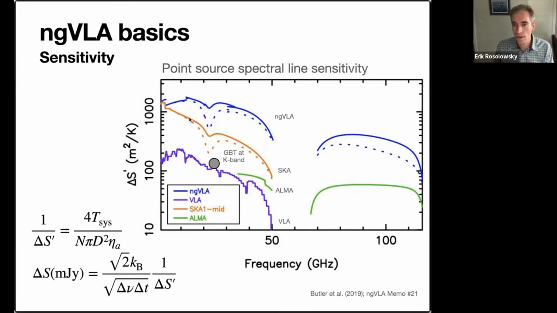The curves here are different weather conditions. For clarity, I also put the GBT operating at K-band on here, which is a little bit more sensitive than the VLA, but still there's going to be more collecting area in the ngVLA. And so there is this space where we have to think about what the sensitivity of the current facility is and how it's going to compare to the upcoming proposed facilities.